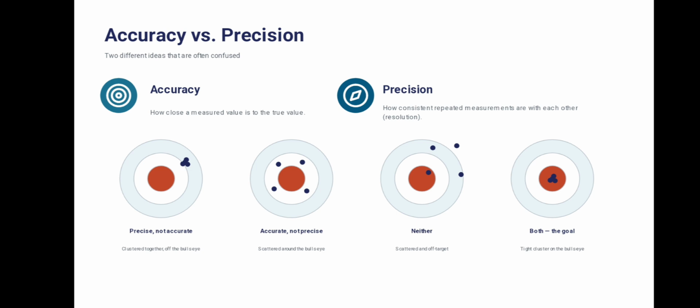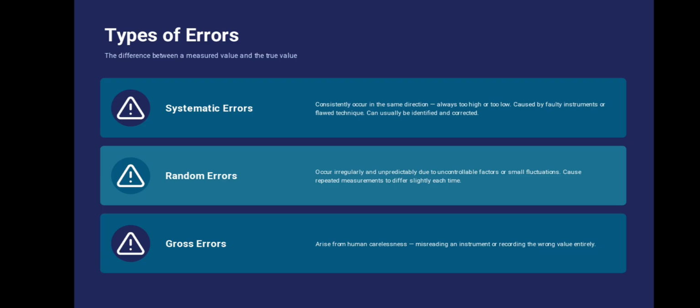Here's a simple way to remember the difference. Imagine shooting arrows at a target. If all your arrows land close together but far from the bullseye, you're precise but not accurate. If your arrows are scattered around the bullseye but not clustered together, you're accurate on average but not precise. Ideally, we want both.